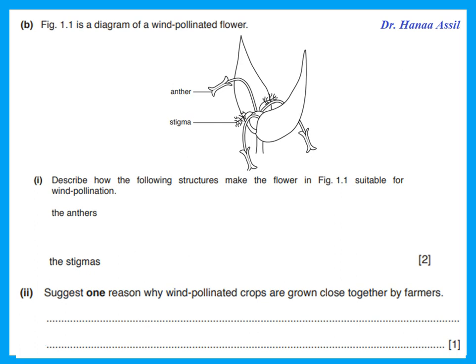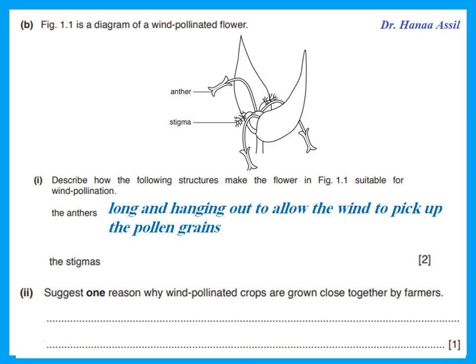Figure 1.1 is a diagram of a wind-pollinated flower. Describe how the following structures make the flower suitable for wind pollination. So the anthers, how are they adapted to wind pollination? You should know that they are long and hanging out to allow the wind to pick up the pollen grains. What about the stigma? The stigmas are long and feathery in order to collect the pollen grains from the wind.